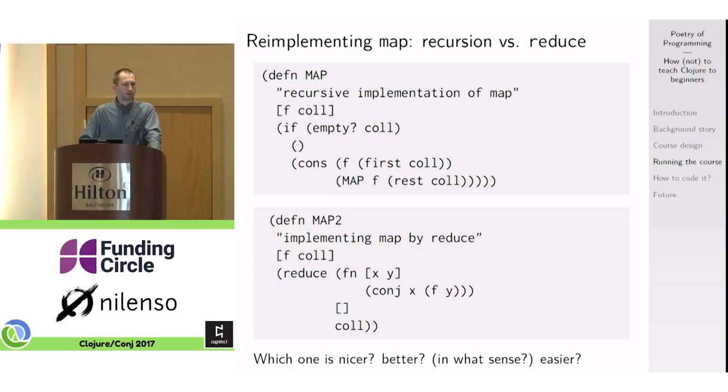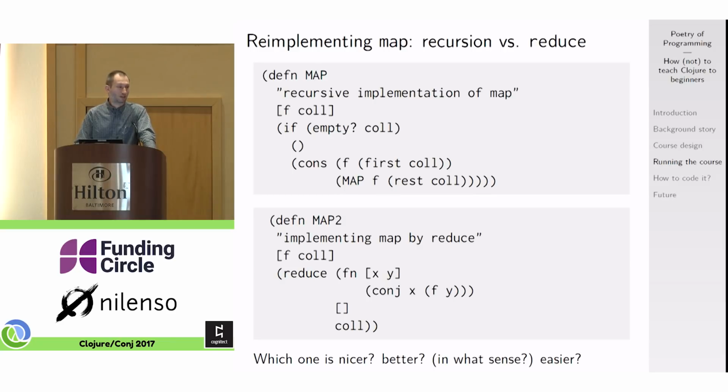Naturally, we play this game of reimplementing functions that we use just to understand how they work. And I started with the recursive implementation. Then later I introduced the one with reduce. And the question is, which one is nicer? Which one is better? And of course, in what sense is it better?